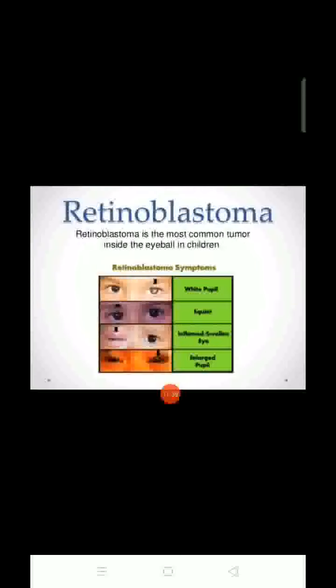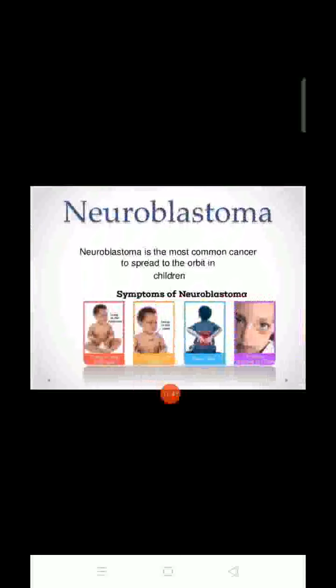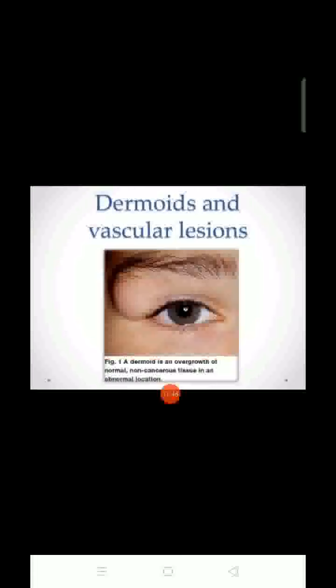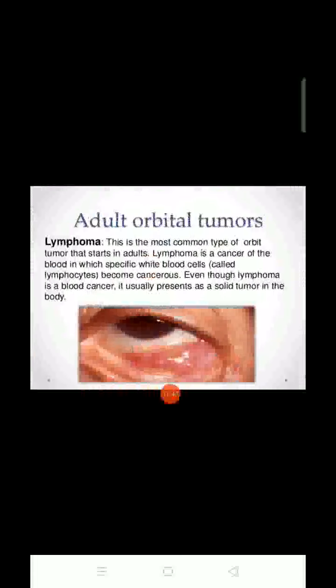Next one is a retinoblastoma. Then neuroblastoma, which mostly happens in children. Next one is dermoid and vascular lesions. Okay, next is the adult orbital tumor, that is lymphoma. This is the most common type of orbital tumor that starts in adults, and lymphoma is a cancer of the blood, specific to the white blood cells becoming cancerous. Even though lymphoma is a blood cancer, it usually presents as a solid tumor in the body.